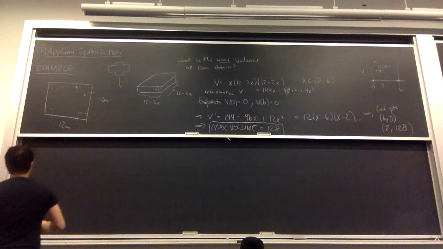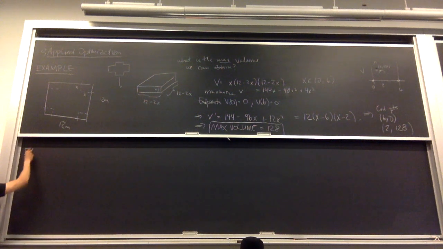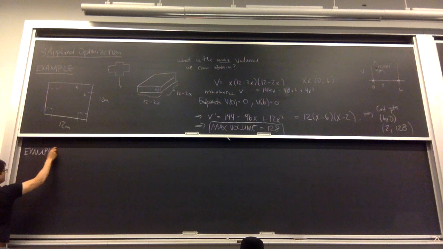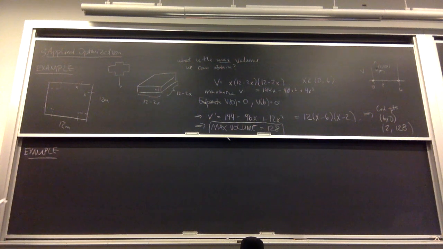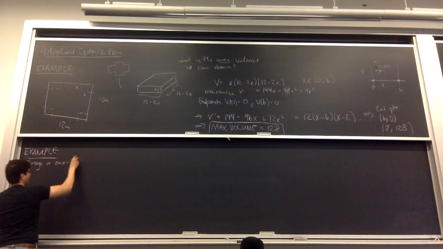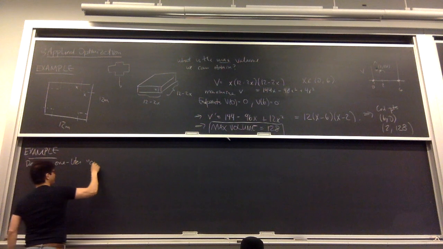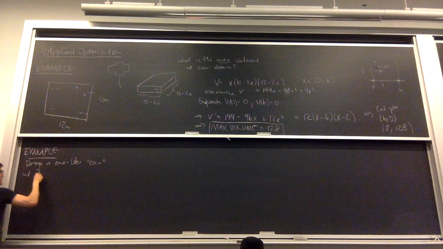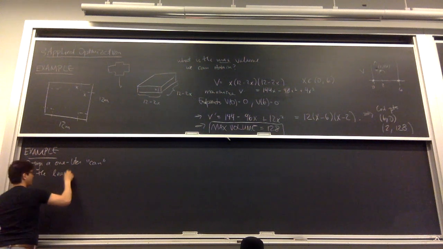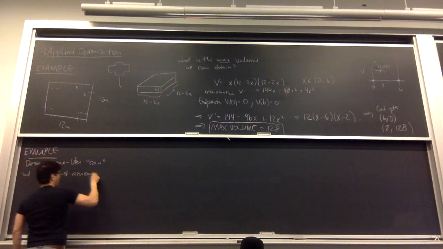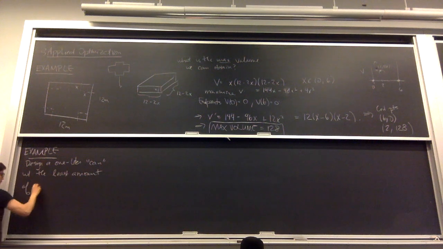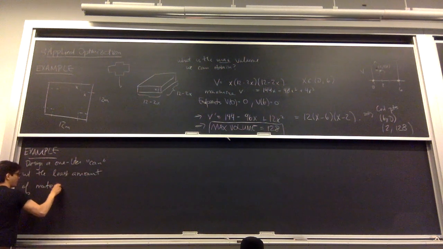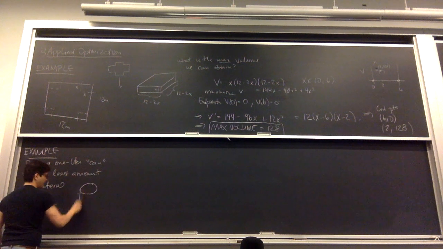Okay, here's another one, and maybe I'll give you guys a second to try to set it up. Design a 1 liter can that's closed with the least amount of material. Right, so I'll draw that for you. So we have a can like this.